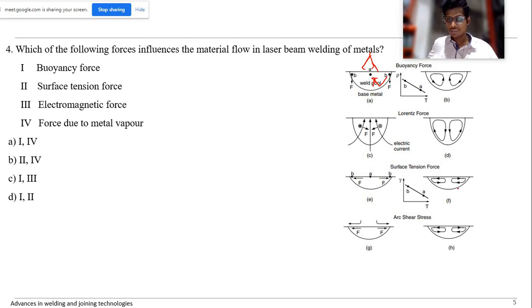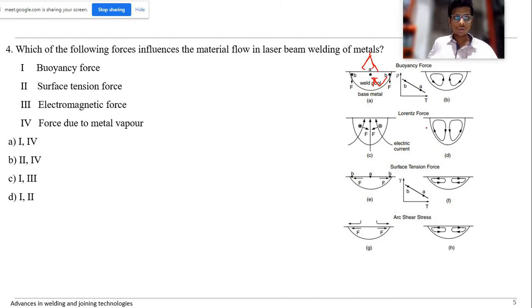Because of that, we are getting this kind of convection. This is mainly the surface tension force, and because of this we'll get a wider beam. This is one kind of surface tension force. And one more thing is the arc shear stress. Because of the arc, there will be shear stresses generated. Because of the arc pressure, shear stress is generated on the surface of the weld pool. Because of that, we'll get this kind of weld pool convection. This is called arc shear stress.